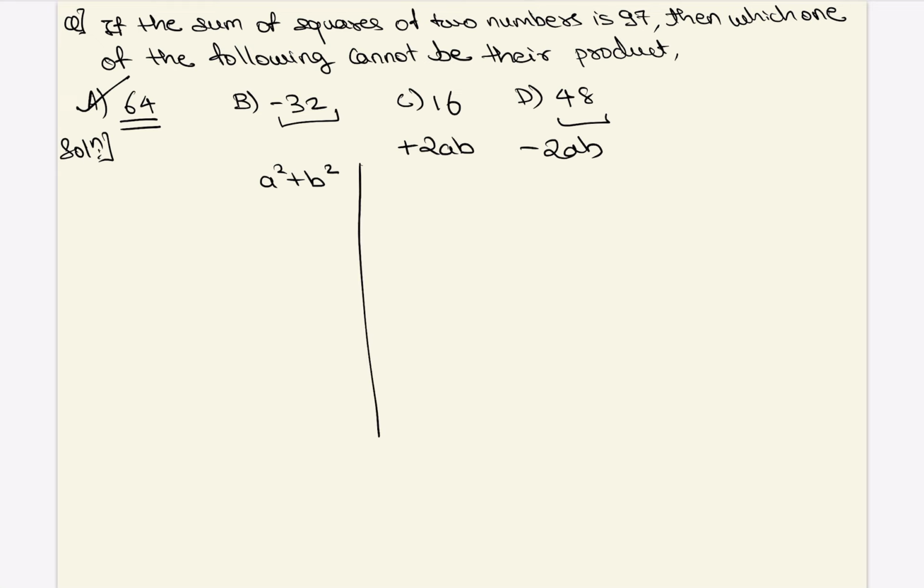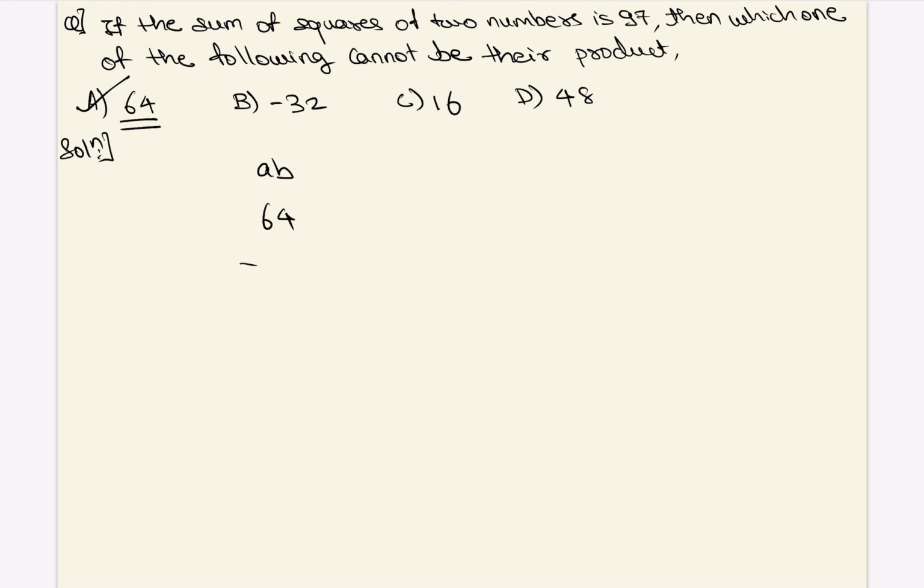Now we know that my ab values are 64, minus 32, 16 and 48. Let me just make this table once more. My 2ab should be double of this, so 128, minus 64, 32 and 96. Fair enough.